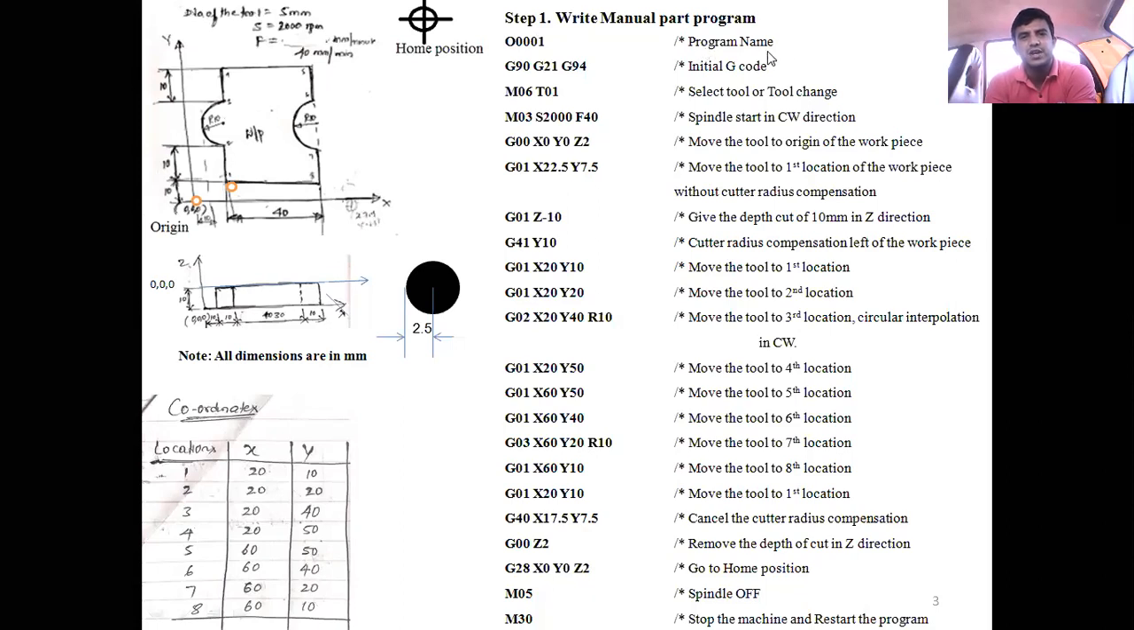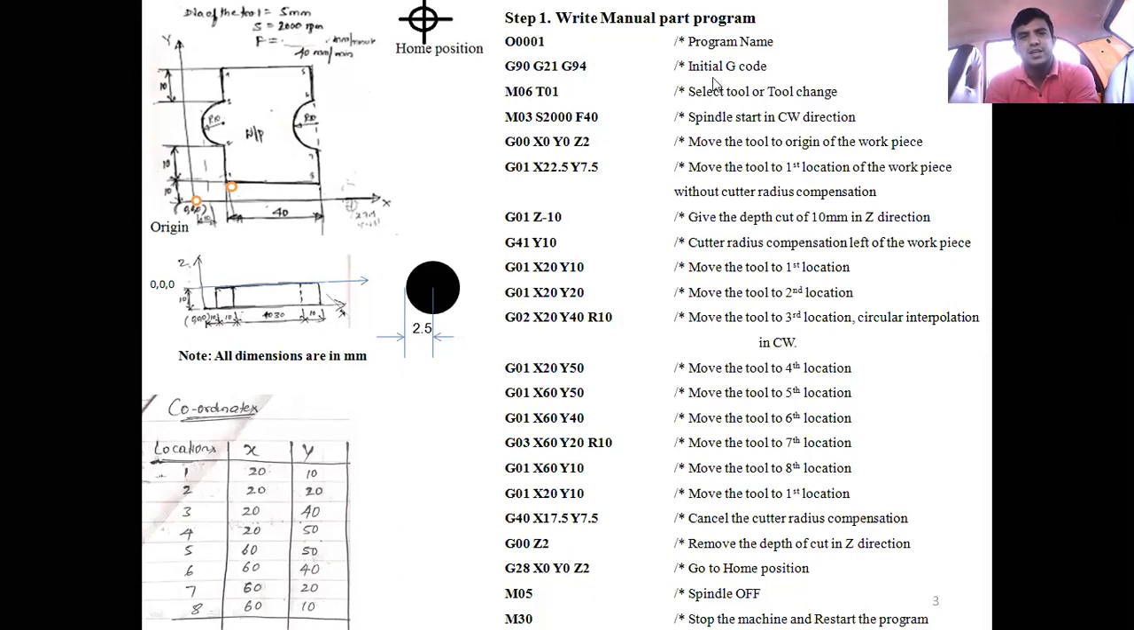First, always go for the name of the program. Always start with letter O, followed by a 4-digit number. Next, go for the initial G codes, so that the machine understands whether the coordinates you are giving are with respect to the origin or some previous point. Initial G code G90 is absolute input. G21 means all dimensions are in millimeters. G94 means the feed rate given is in mm per minute.